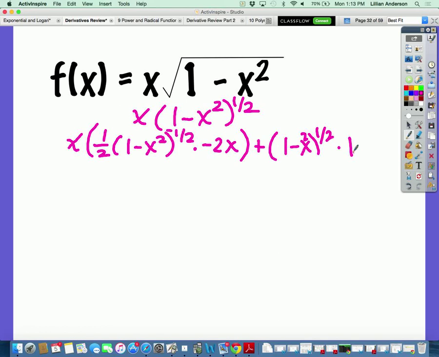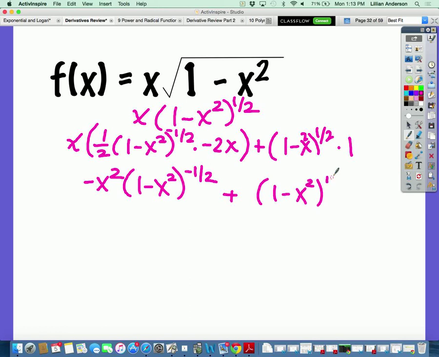Then it's just a matter of simplifying. 1/2 and negative 2x make it negative x. Negative x times an x makes a negative x squared. So that's what you'll have for that first set. Then plus one minus x squared to the 1/2. Is everyone okay up to here?